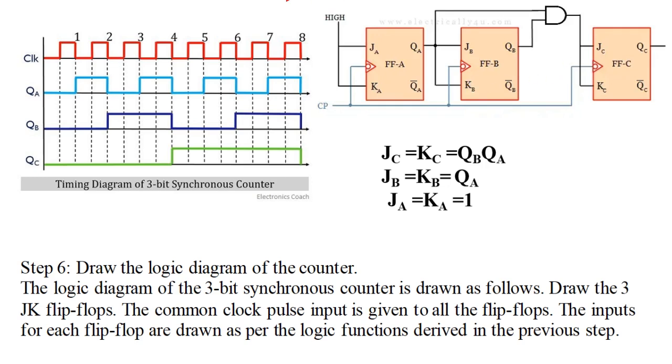Now let me take the 3 flip-flops. A flip-flop will be the least significant bit and C flip-flop will be the most significant bit. So JA, KA are connected to logical 1, JB, KB are connected to the QA present state, and JC, KC are connected to QB and QA. So now we are going to draw the logic diagram of the counter by taking the 3 flip-flops.